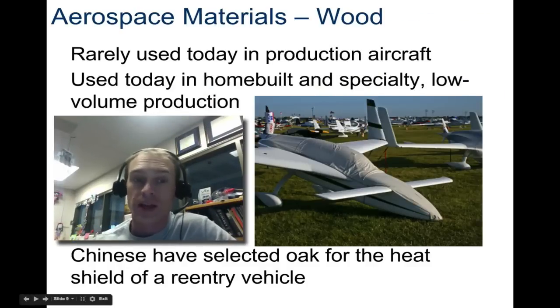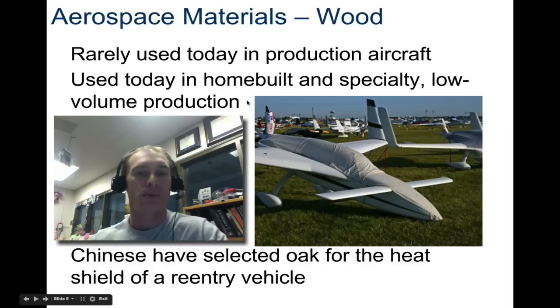So it's rarely used today because of those things. Some people use them for home-built aircraft because it's cheap and readily available material. And then just a neat little fun fact, the Chinese selected oak for the heat shield of a re-entry vehicle because oak has a really, really high flame point.